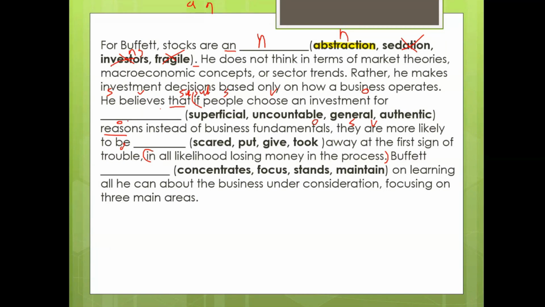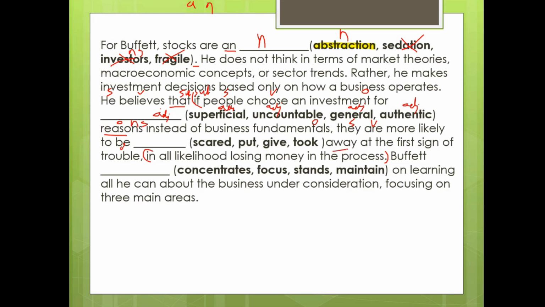Now, an object can be a noun or adjective, so this is your noun with s, reasons. Before a noun, we write only an adjective. Now, superficial is your adjective. Uncountable noun, countable noun, uncountable stuff. Adjective: general public, general interest. Adjective: authentic food. Adjective. So there is no help from the grammar. We need to understand what they have written. Here, it's collocation based. They are more likely to be dash away.